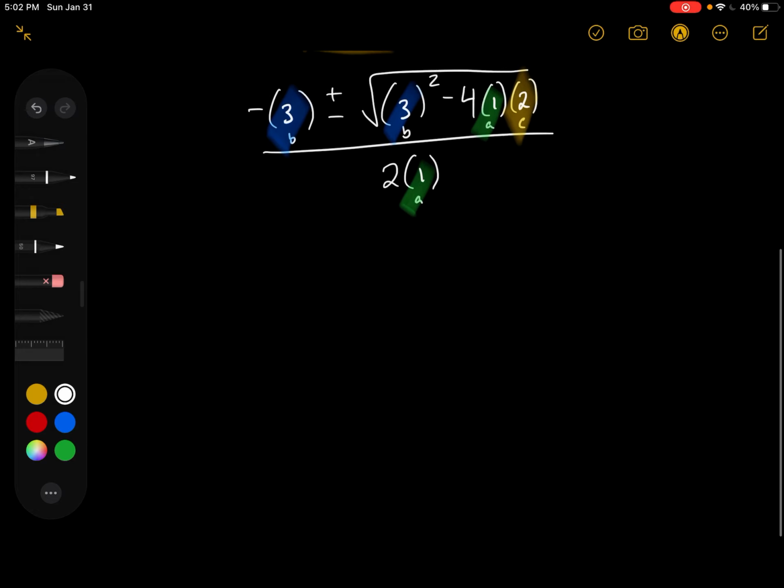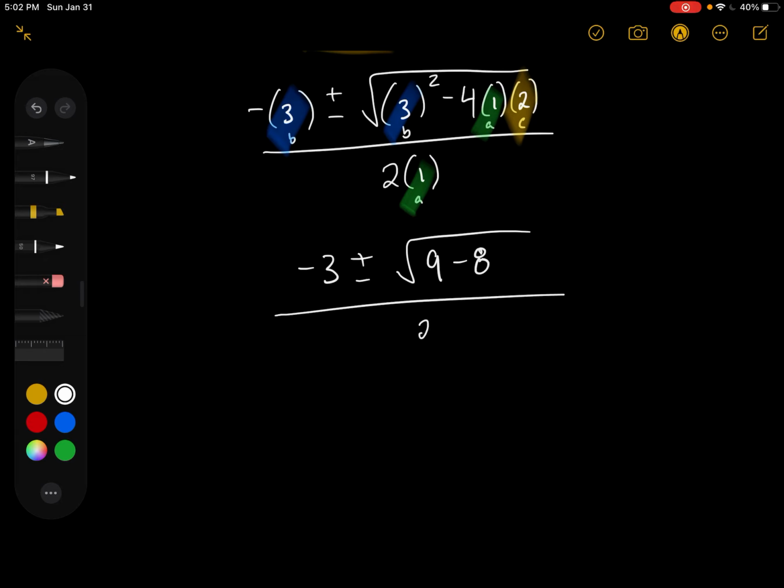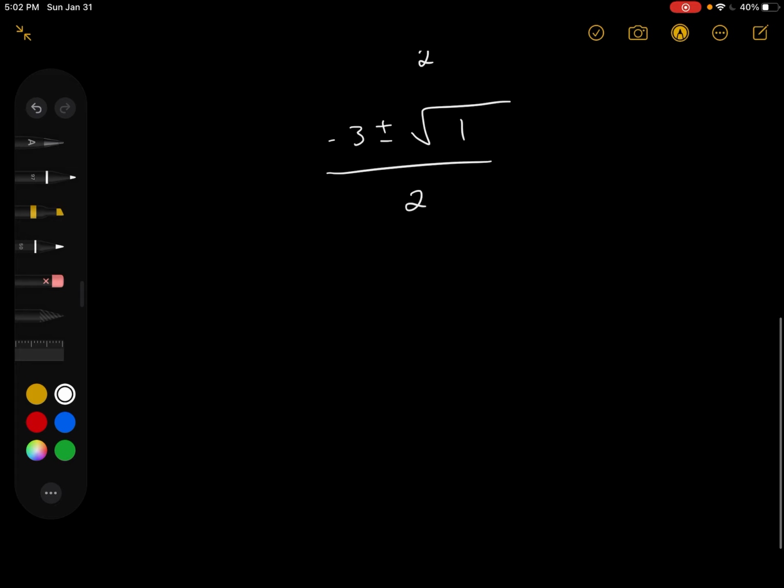So now that we have all this, it just turns into an order of operations, or PEMDAS, question. So negative 3 plus or minus the square root of 3 squared is 9, minus 4 times 1 times 2, so minus 8, all over 2 times 1, or 2. So now keep going one step at a time. Negative 3 plus or minus the square root of 9 minus 8 is 1, all over 2. And then now we get into the situation where we've got to simplify that root. So negative 3 plus or minus the square root of 1 is actually just 1, all over 2.